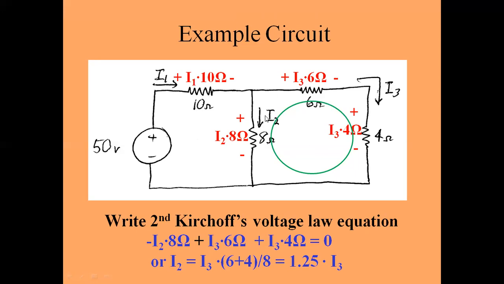So it is minus the voltage drop across this 8 ohm resistor, because we are moving opposite to the direction of the current I2. So it is minus 8 I2 plus 6 I3 plus 4 I3, and that is equal to 0. So this is the second equation.